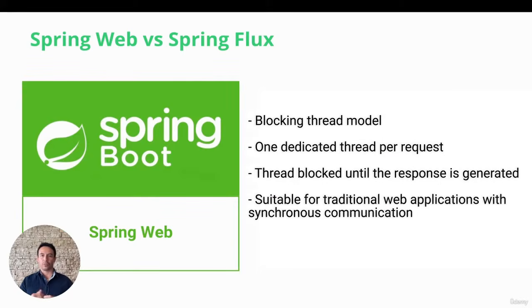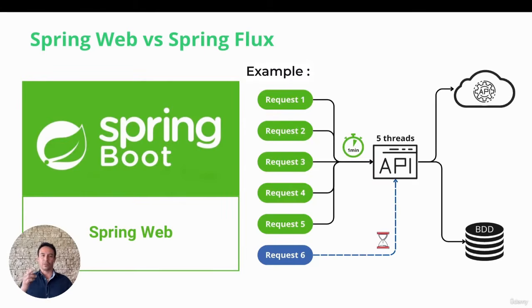The first approach, Spring Web, uses a blocking thread model where each request is handled by a dedicated thread until the response is generated. This can become inefficient if threads remain inactive for long periods of time. For example, when threads are waiting for responses from database calls or calls to other microservices. We've prepared the diagram displayed on the screen to explain the concept of blocking threads and the potential impacts this could have on the APIs of our microservices.